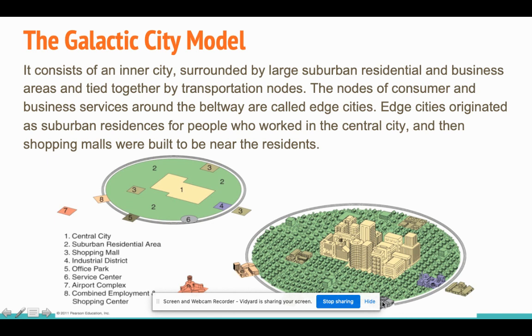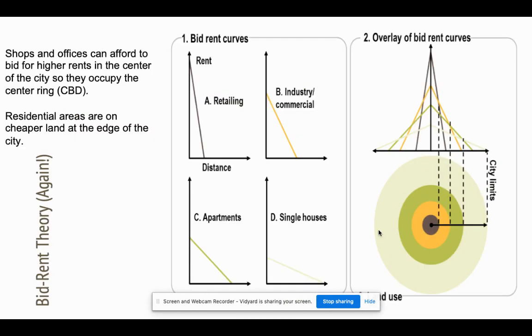So the galactic city model just kind of connects all of these places with this large beltway or freeway with the different suburbs of the city. And the key thing to understand about the galactic city model is it includes edge cities, those suburban, residential, and economic areas. Okay, I did not put this one on your note sheet, very detailed, because we have already gone over the bid rent theory when we talked about agriculture. The bid rent theory, just going to review it because it can also apply to city situations.